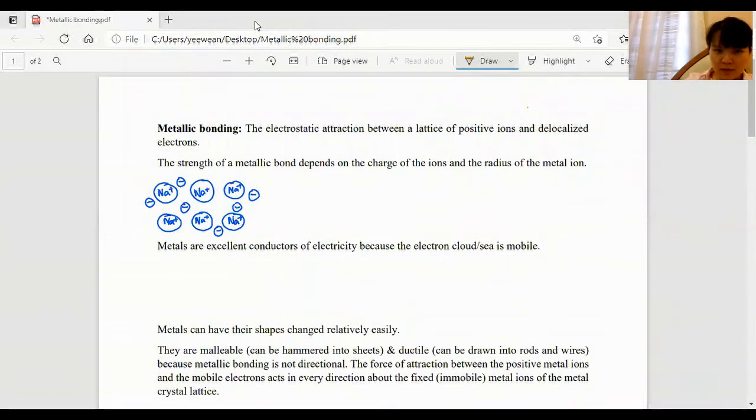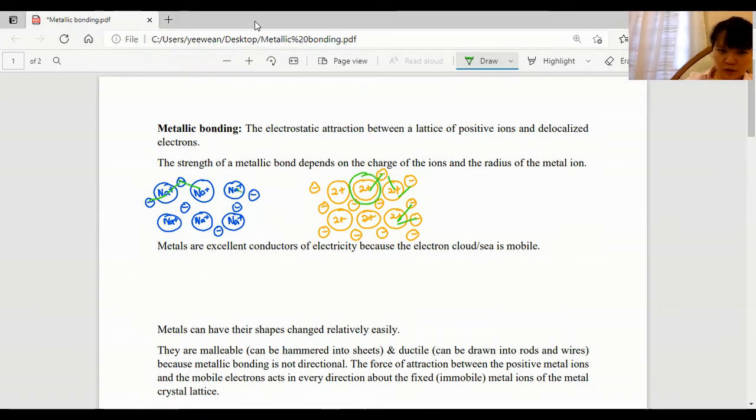How strong this metallic bond is going to be depends on the charge of the ions and the radius or the size of these ions. I'm going to draw one that is charged 2+. Since the charge is 2+, I'm going to draw 12 delocalized electrons randomly. Since there's more attraction here, compared to this attraction, which is less, if the charge is higher, you'll get a stronger metallic bond. If the charge is lower, you'll get a weaker metallic bond.